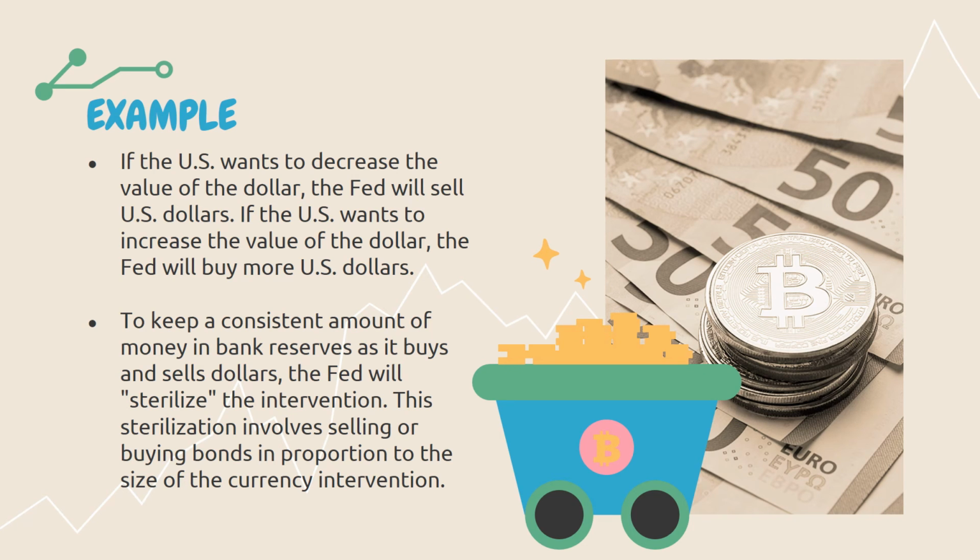For example, if the US wants to decrease the value of the dollar, the Fed will sell US dollars. If the US wants to increase the value of the dollar, the Fed will buy more US dollars. To keep a consistent amount of money in bank reserves as it buys and sells dollars, the Fed will stabilize the intervention. This stabilization involves selling or buying bonds in proportion to the size of the currency intervention.